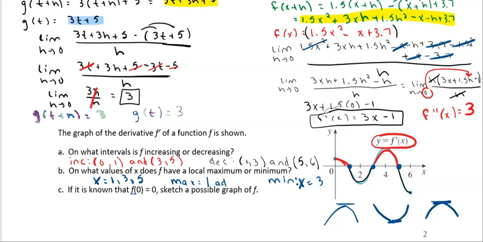Whoops, I forgot the end. Let's try that again. So at x equals 1 and x equals 5, we have a maximum. And at x equals 3, we have a minimum.